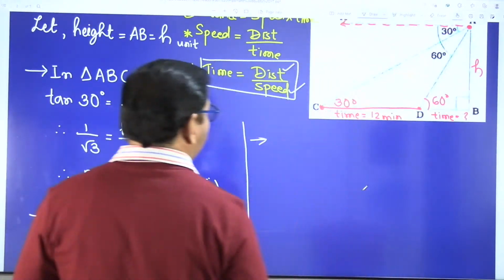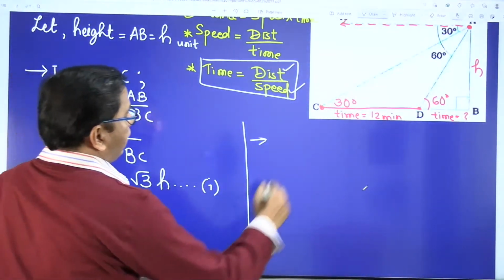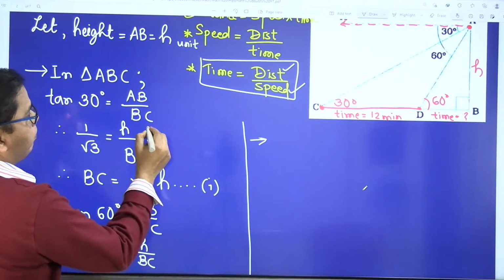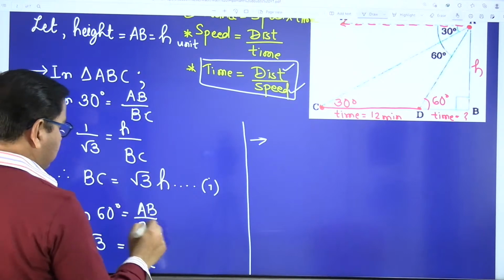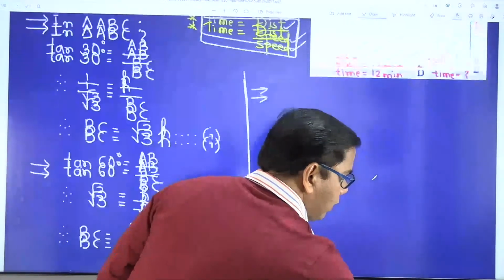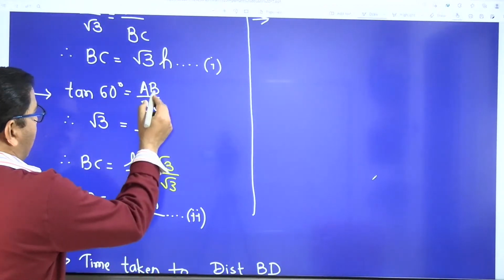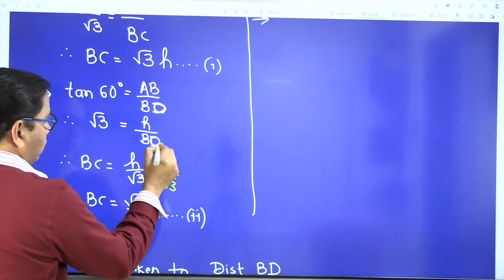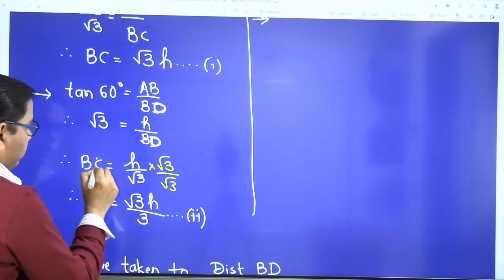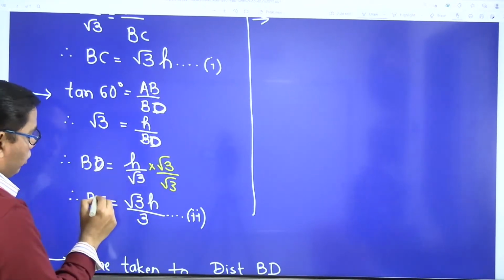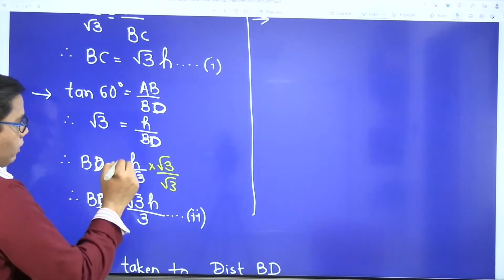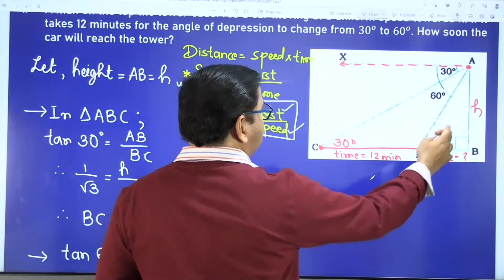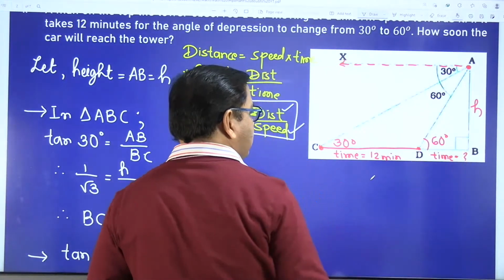In triangle ABD, for tan 60, the opposite side was AB and the adjacent side was BD. This must be BD. Sorry about this mistake. So it is BD since the diagram was going up. Let us check once again. Yes, tan 60 is opposite side AB upon adjacent side BD.